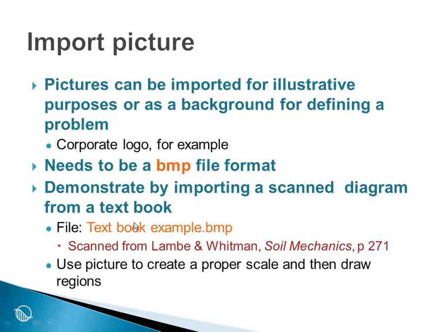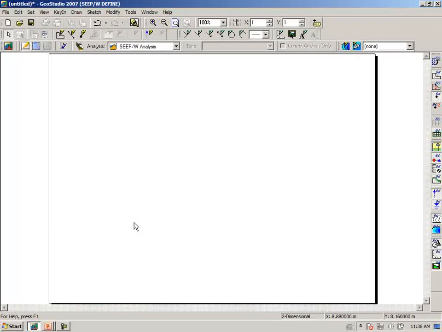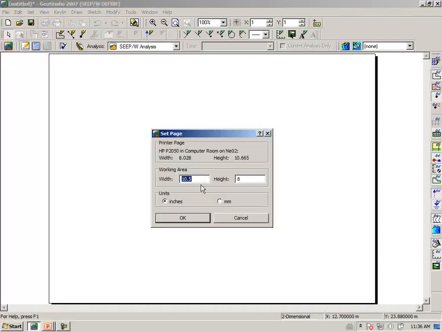Going to GEO Studio then and creating a new SEEP/W analysis. And once we have created a new SEEP/W analysis, then we have a blank page. The first task is to make sure that we set up our page, and in this case we'll use a letter size in landscape format, 11 by 8.5 inches.